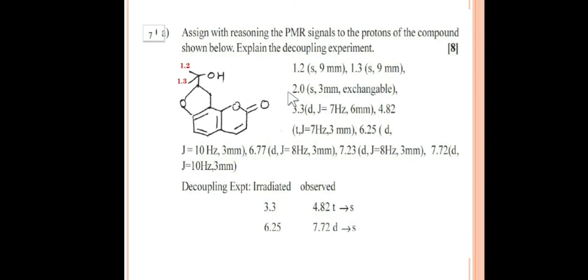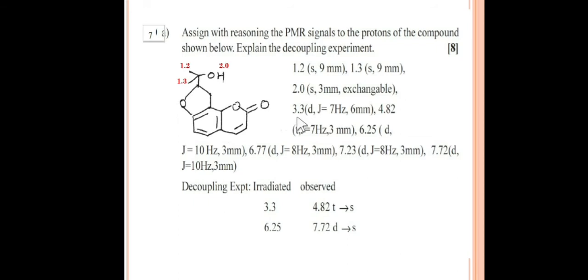Now the next signal is 2.0 singlet 1H, exchangeable. As we previously discussed, exchangeable protons are associated with an alcohol or phenolic functional group. So this 2.0 singlet 1H exchangeable is nothing but the OH proton. Okay, let's assign 2.0 to the OH proton.